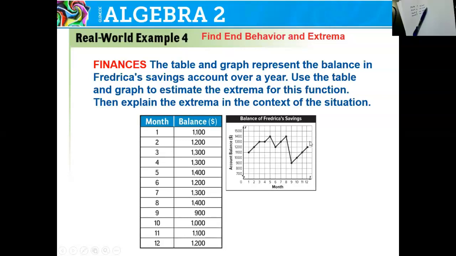So what does this mean in the context of the situation? Well, it's talking about a savings account. So what this represents is she has a maximum amount of money and a minimum amount of money. Okay, the absolute lowest minimum was 900, and then the absolute highest amount was 1,400. Okay, but we can identify these on the graph. They're pretty simple that way, but we have to use the table to prove it.